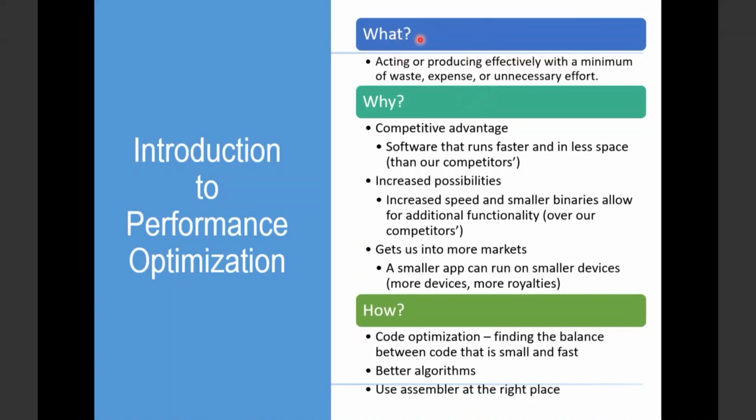So this is the reason why we're going to do performance optimization. The first reason is competitive advantage, which is software that runs faster and in less space. Because there are a lot of competitors out there, you need to have software that not only can run faster than your competitors', but also needs less memory space.